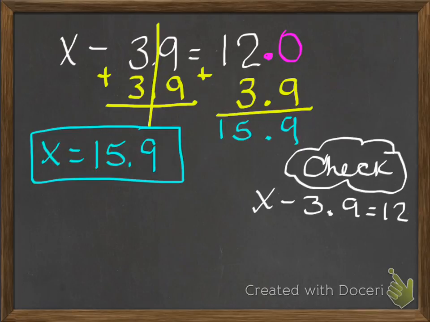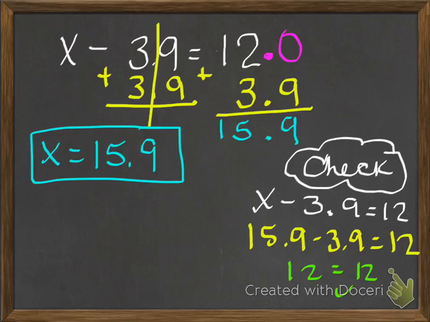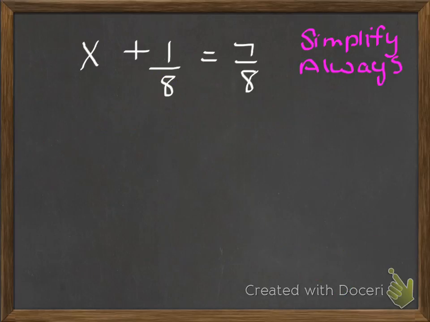So now you're going to go ahead and write your original problem, then you're going to substitute your answer in there. So I got 15.9 minus 3.9 equals 12. And I can look and see that the 0.9s are going to cancel each other out, and then I just have 15 minus 3, which is in fact 12. So I have answered my question and put a check mark there.